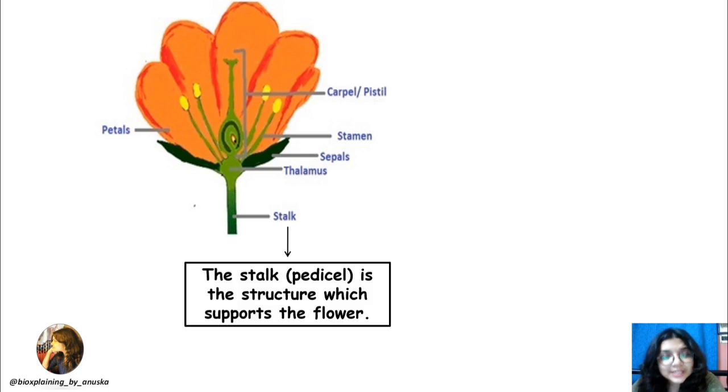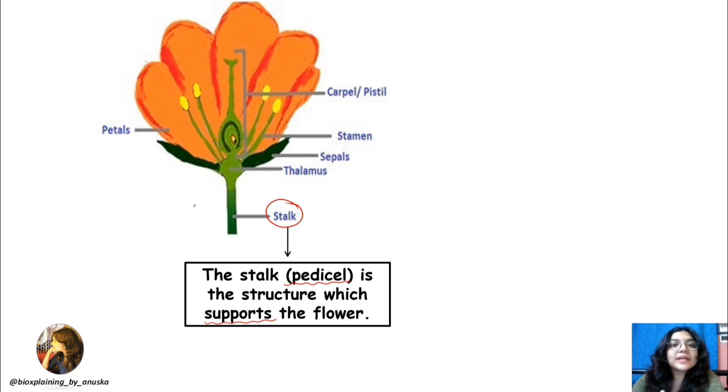Okay, so the first thing that we are going to talk about is the stalk of a flower. So what is the stalk of a flower? A stalk of a flower is also known as the pedicel. This is the part which basically connects the flower to the stem of the plant. So hence we can say that the stalk is the structure which supports the flower.